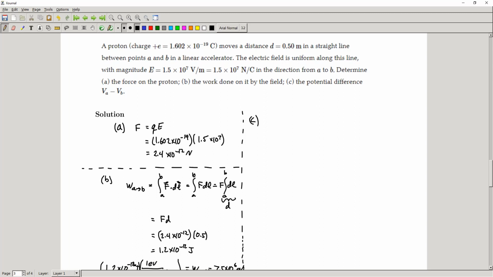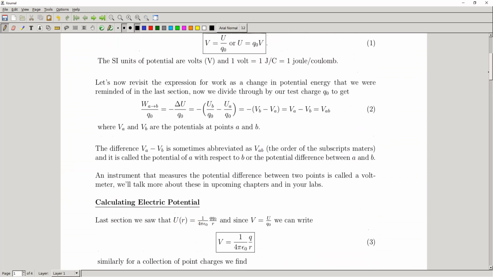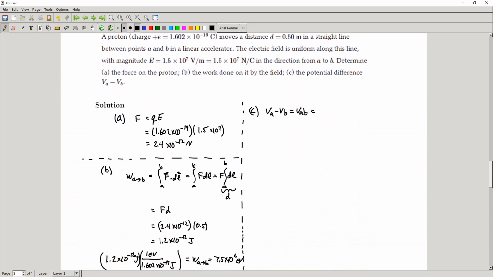In part C, we want to look at the potential difference, VA minus VB. So I'm just going to write out the equation here. We have VA minus VB, which we sometimes call VAB. The easiest way for us to do this now is to just use the expression that we have above here. We know that VAB can simply be written as the work which we just calculated over the magnitude of our charge. So we can just write that out.